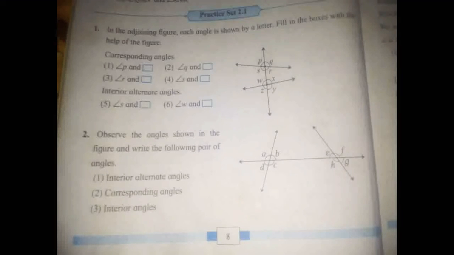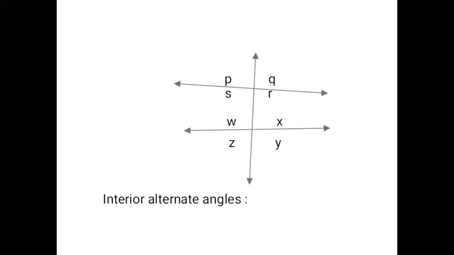Next question is interior alternate angles. Fifth one, angle S and dash. Where is angle S? On first line left side. When you name the alternate angles, you have to name it on the opposite side of transversal, on opposite direction. Opposite direction is here. Opposite side of transversal is here. Angle X is the alternate angle of angle S.